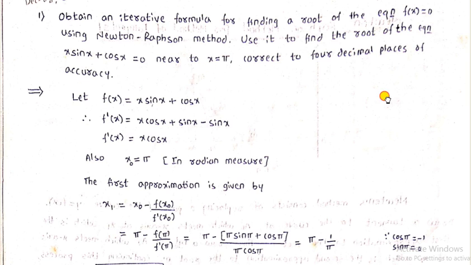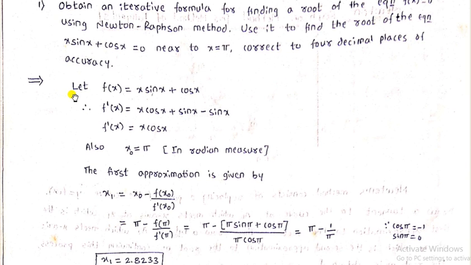First example on the Newton-Raphson method. Obtain an iterative formula for finding a root of the equation f of x equal to 0 using the Newton-Raphson method. Use it to find the real root of the equation x sin x plus cos x equal to 0 near to x is equal to pi, correct to 4 decimal places of accuracy.